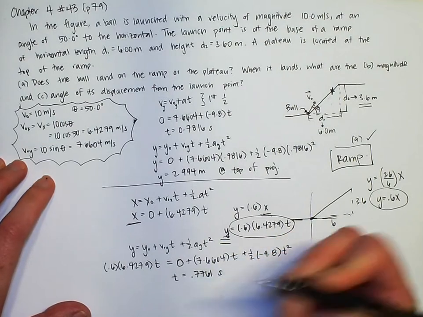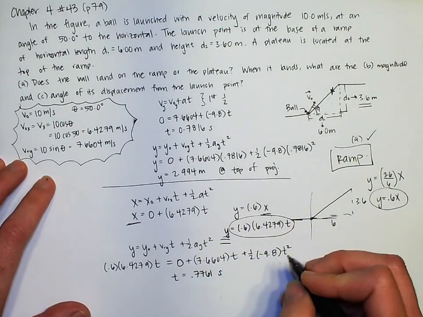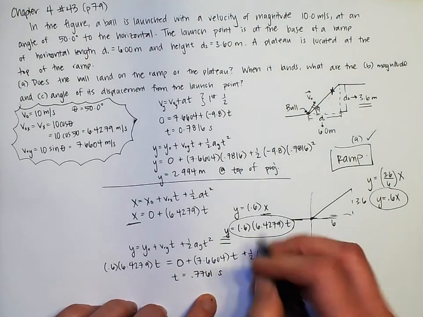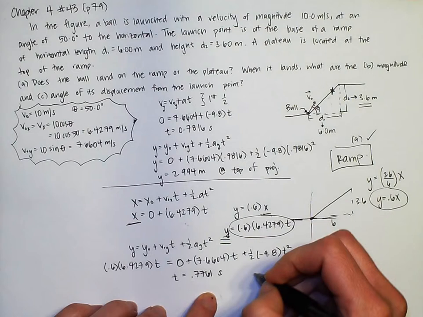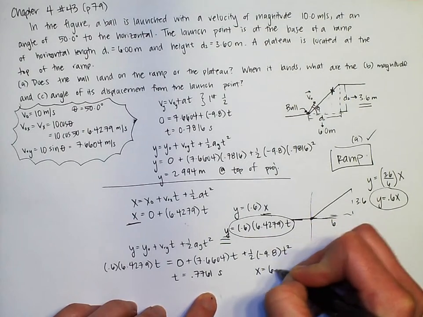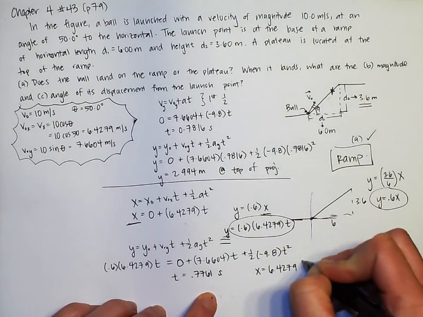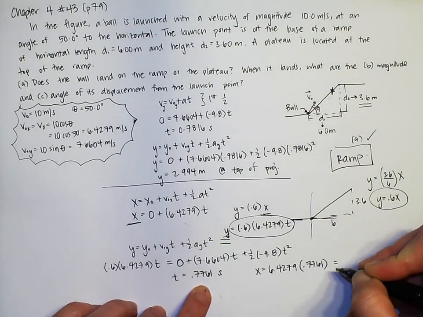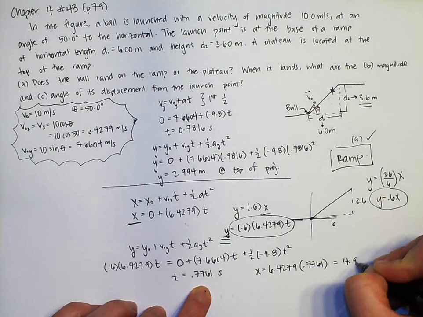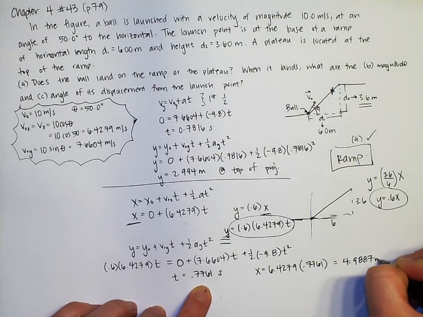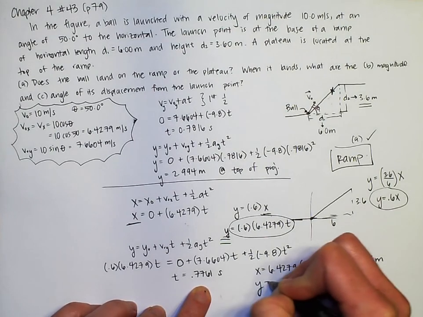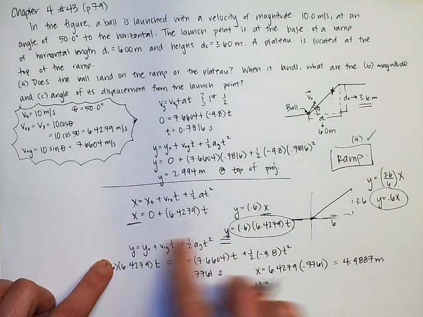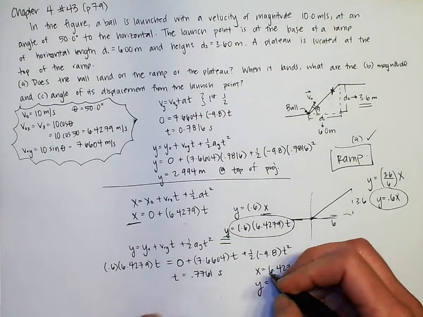You can pause and go ahead and do that and hopefully find out that it is 0.7761 seconds. So now we are almost done, but we can solve for our distance up. And so I'm going to go back and plug it into this equation. So my x equals 6.4279 times this t, which is 0.7761. So I found out that my x distance is 4.9887 meters. My y, I can just use this simple equation here. I could have used the longer equations to solve for my y, but this seems easier.